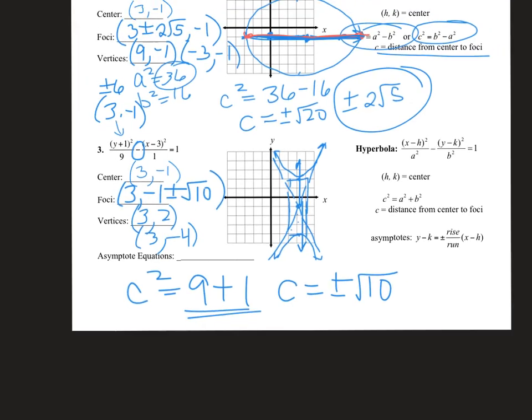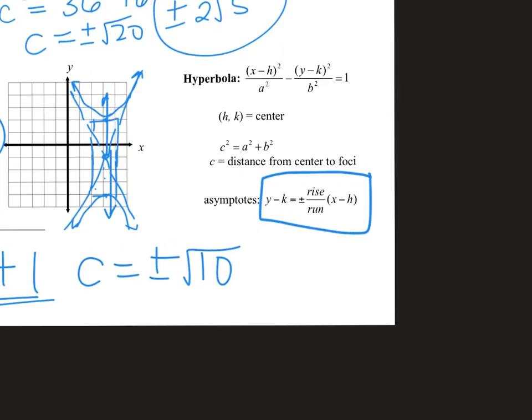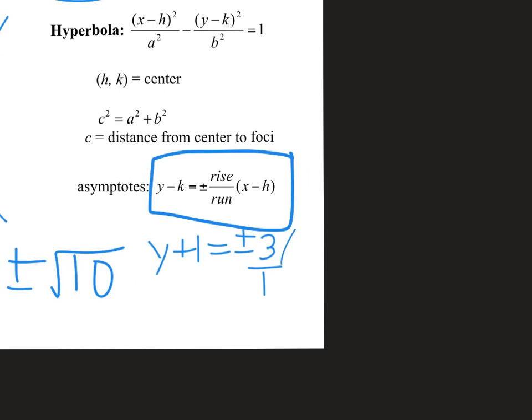And then the asymptote equations, which of course I didn't give myself enough room. The asymptote equations are kind of cool because it's just the point slope form. y minus k equals plus or minus rise over run, x minus h. And y minus k is right there, and x minus h is right there without the squared. So we're going to write y plus 1 equals plus or minus, because there's 2 of them. There's 2 asymptotes here. The rise on the asymptote was 3 and the run was 1. So you could write 3 over 1 or just 3. And then x minus h was x minus 3. And those are your asymptote equations.